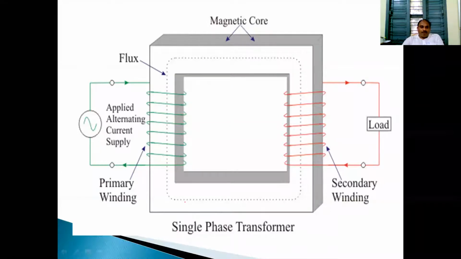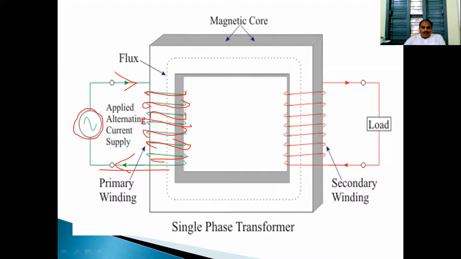So this is the magnetic coupling. Here, see the principle of the operation. We apply AC supply, that means alternating supply, to the coil. This is the primary coil. This coil is made with copper. We apply alternating supply, current entering into the coil, current leaving the coil.